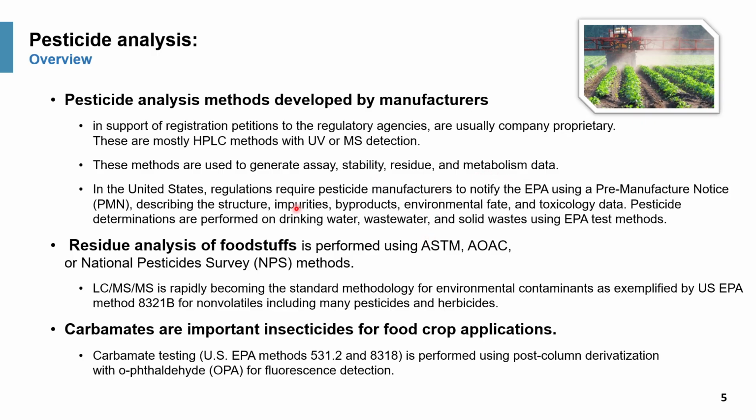Now, in the United States, regulation requires any pesticide manufacturer registering a new pesticide or agrochemical to notify the EPA using a regulatory filing called the PMN, which stands for pre-manufacturing notice. Very similar to the NDA in the pharmaceutical industry, perhaps with a little bit less stringent specification.